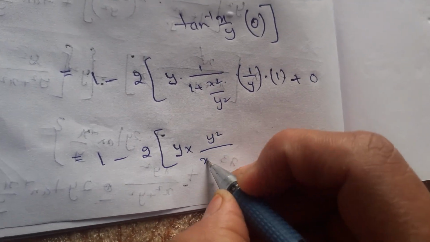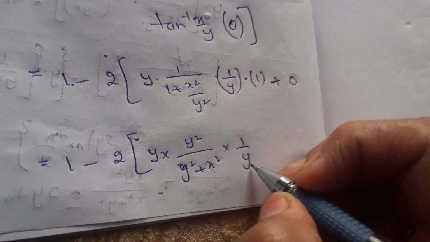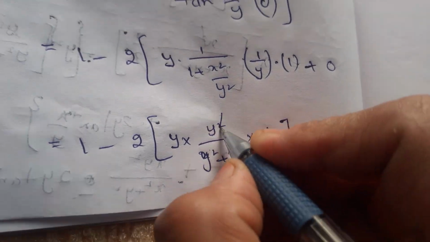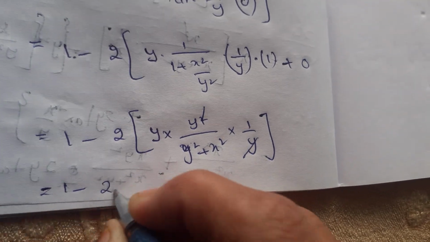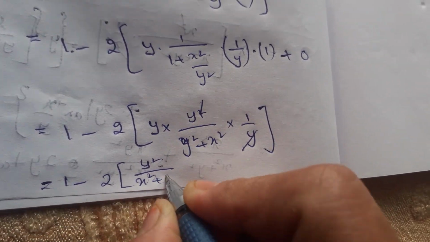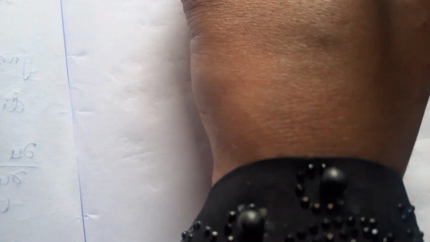y square by y square plus x square. What I have done here is the LCM. This y and this y get cancelled. What is the leftover term? 1 minus 2 into y square by x square plus y square. So it is nothing but 1 minus 2y square by x square plus y square.